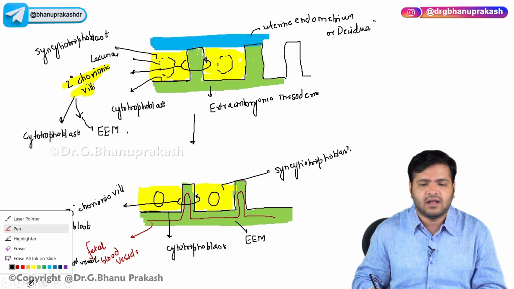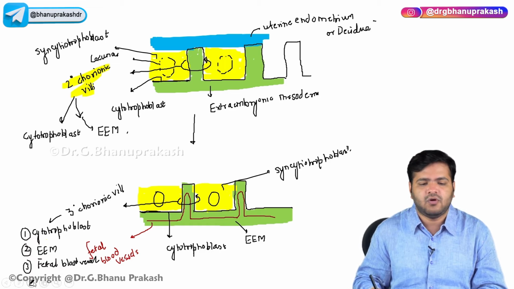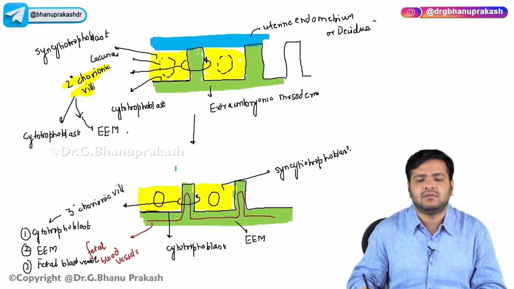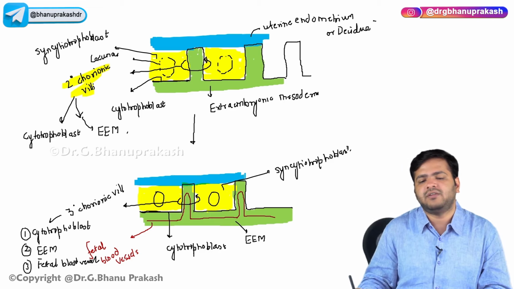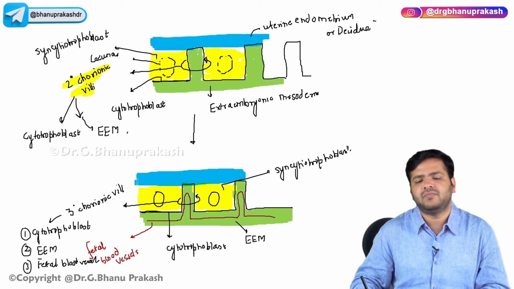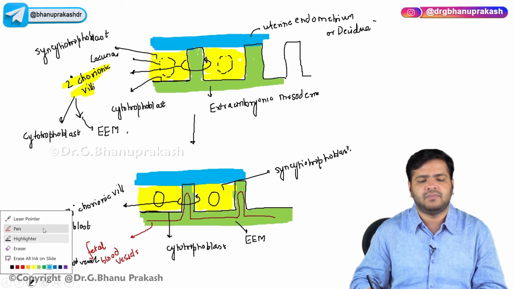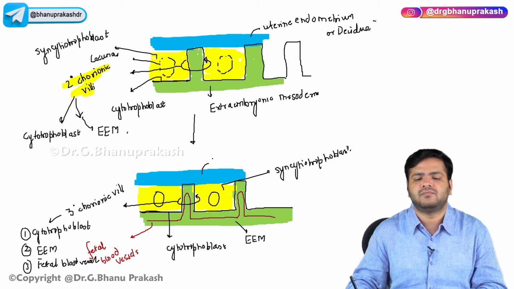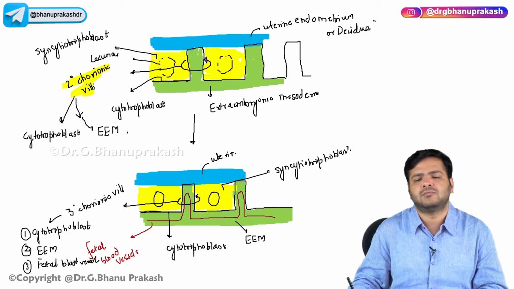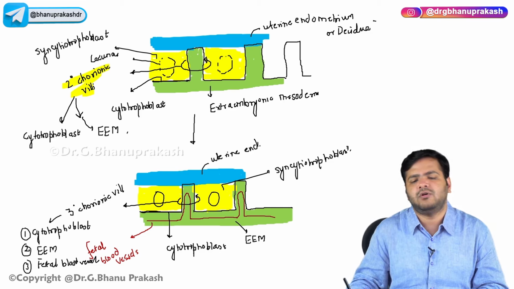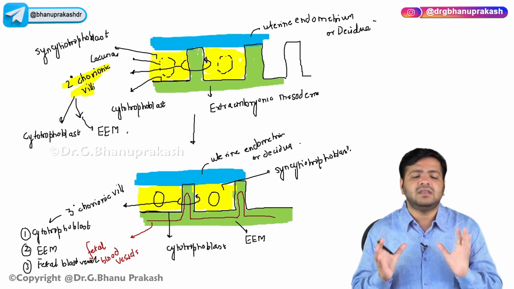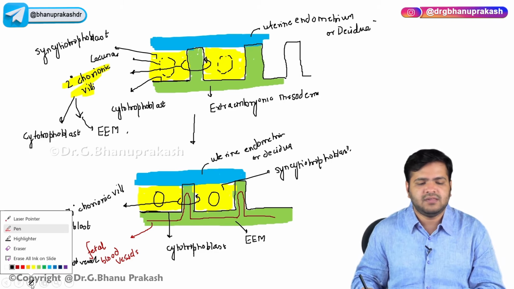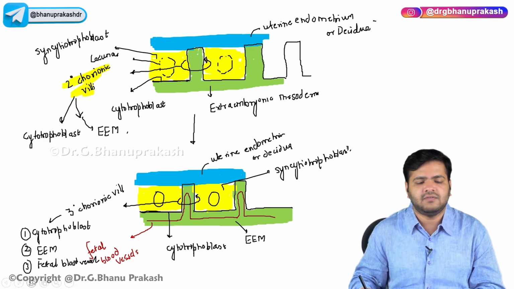And the other one on the top, you already know we have this, yes, the uterine endometrium or the decidua. So this was in a nutshell about the primary, secondary and the tertiary villi, right?